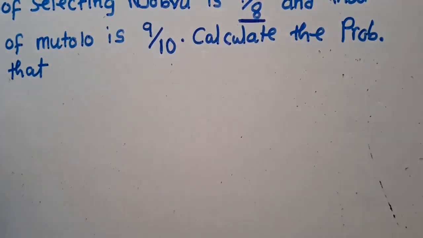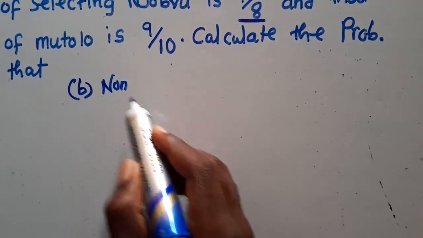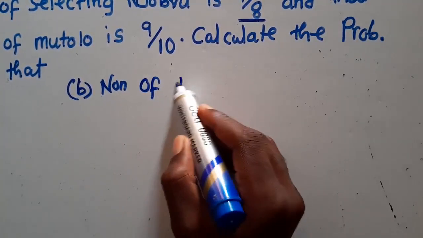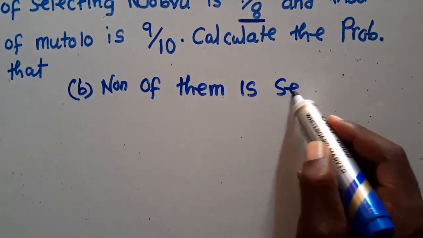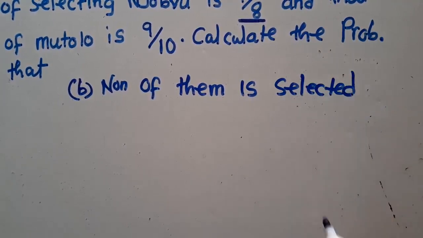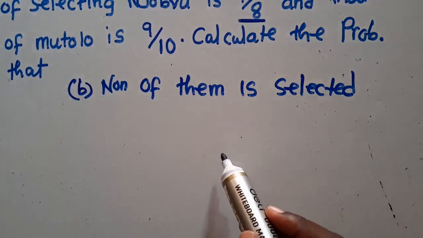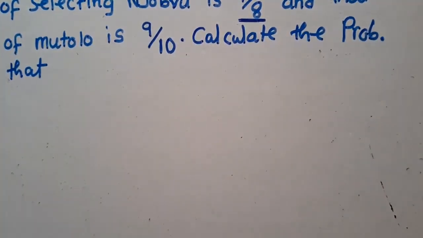The other question was saying, what is the probability that none of them is selected? So the question B was saying none of them. So none of them is selected. This is how the question was. None of them is selected. So how can you find the probability that none of them is selected?